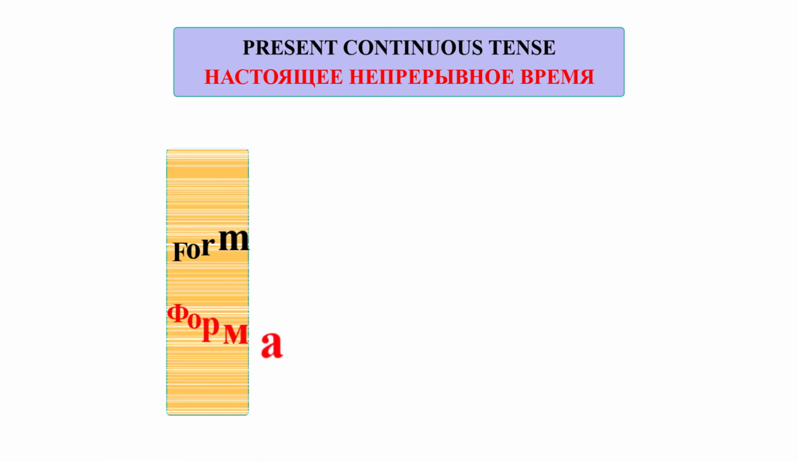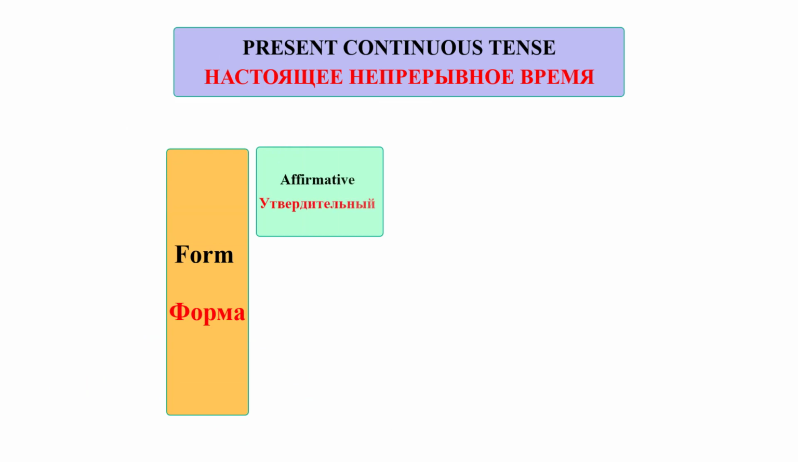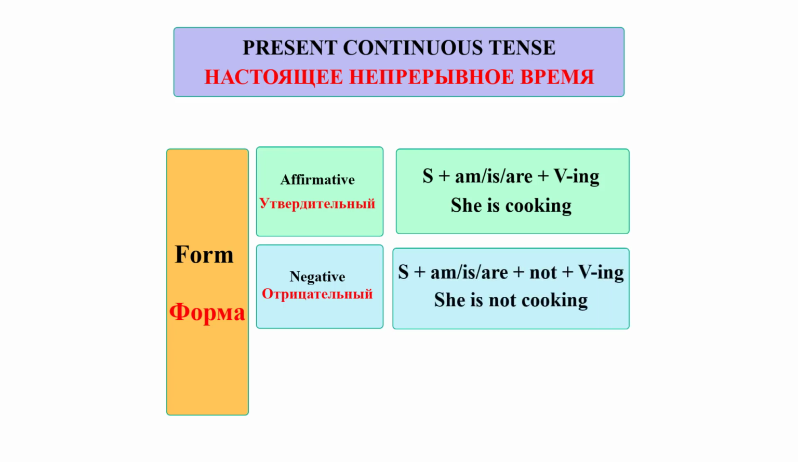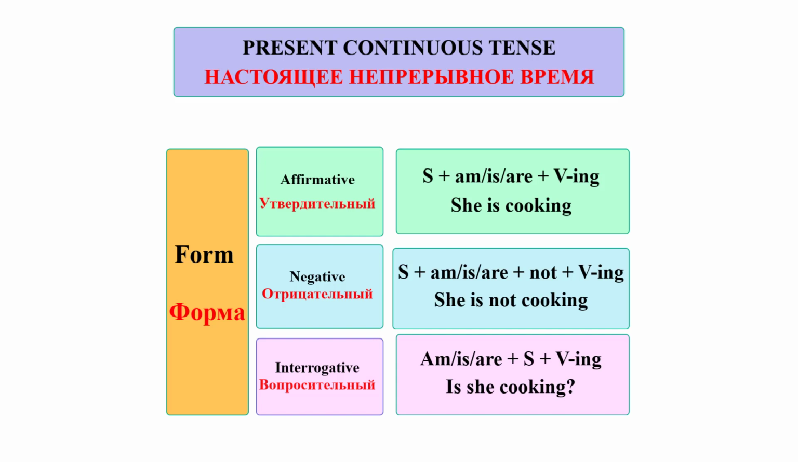Present continuous tense. Form. Affirmative. Subject plus am, is, or are plus verb-ing. She is cooking. Negative. Subject plus am, is, or are plus not plus verb-ing. She is not cooking. Interrogative. Am, is, or are plus subject plus verb-ing. Is she cooking?